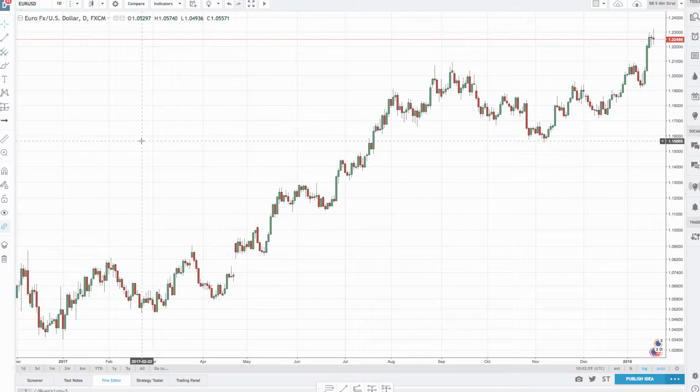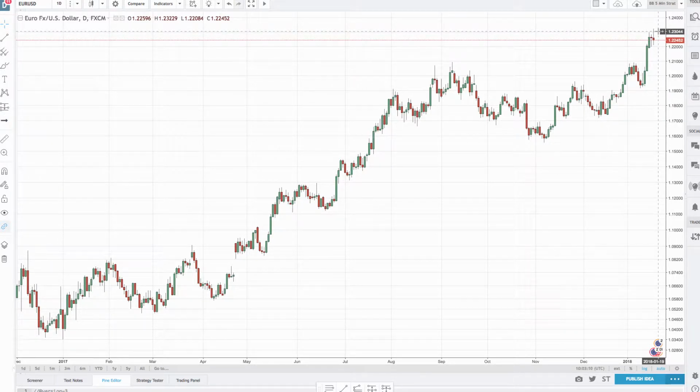So once we start on the daily chart, I like to start drawing just resistance levels at round numbers. So 1, 2, 3 for example, I'd start drawing a resistance line at.